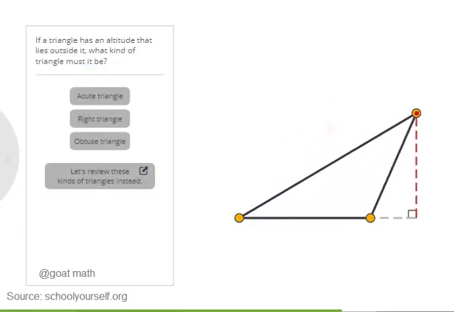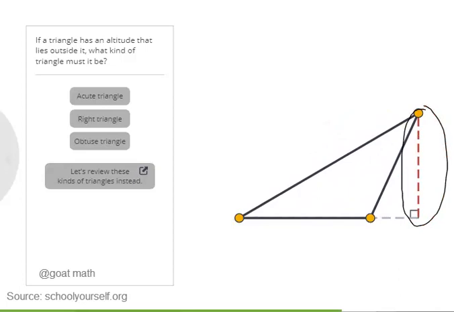Nicely done. So here's another example of a triangle whose altitude lies outside the triangle. It's still perpendicular to this opposite side, although it doesn't actually touch the opposite side, but it's still an altitude for this triangle. Now if a triangle has an altitude that lies outside of it, like this one, what kind of triangle must it be? An acute triangle, a right triangle, or an obtuse triangle? If you're not sure, ask for a hint or click here to review these different kinds of triangles.